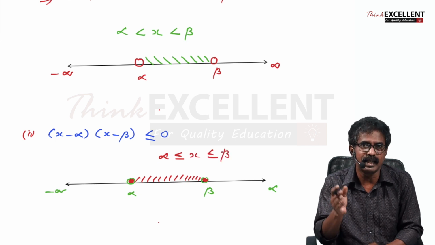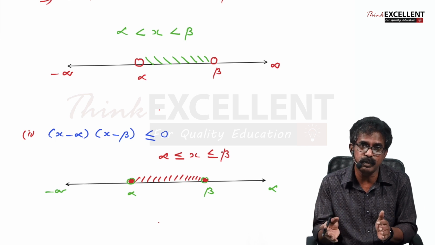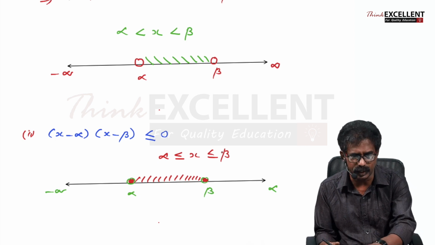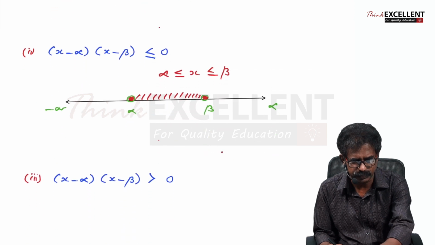Are you able to understand? Less than means inside, and the end points are not taken. But less than or equal to means inside, and the boundary points, the end points, are also included. Okay, so less than, inside. Greater than, outside. See the next one.